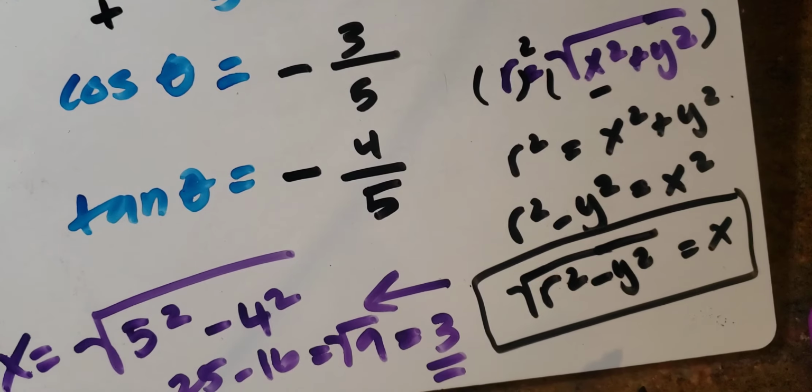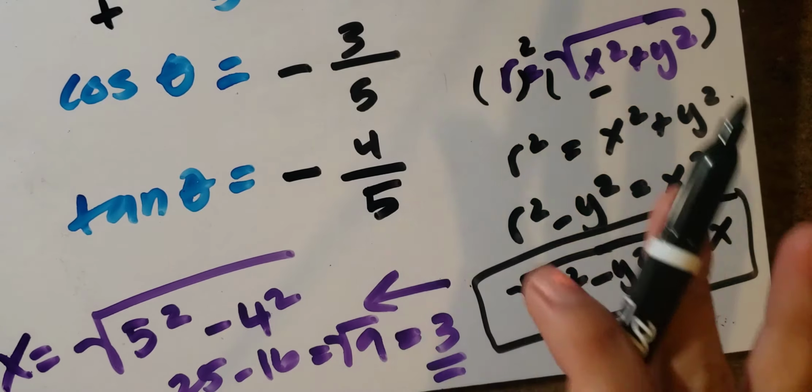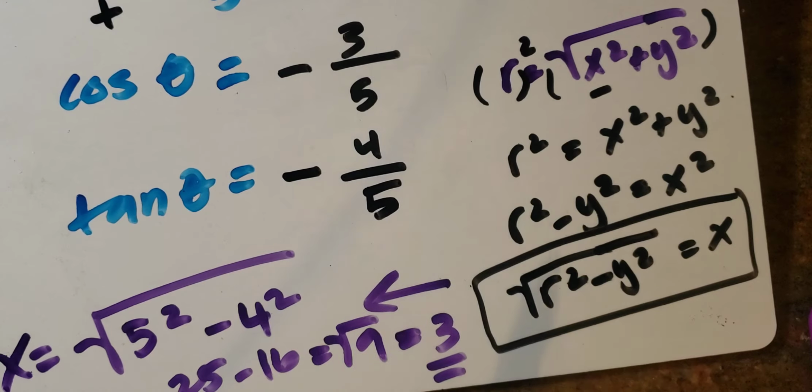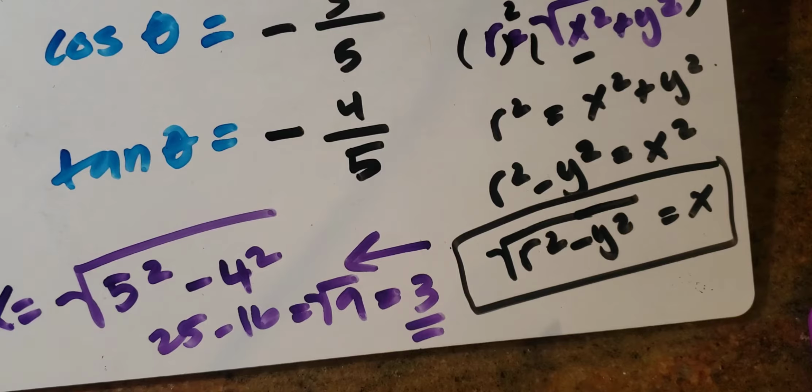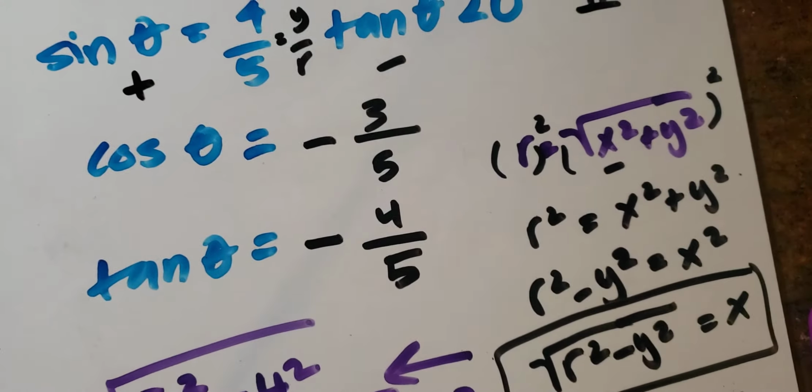Tangent of theta should be negative 4 over 5. Okay, so it should look like this. And that's it. We're just evaluating trig functions. Okay, so example 1 and example 2 kind of go hand in hand. Okay, I'm just splitting them up so that you can practice.